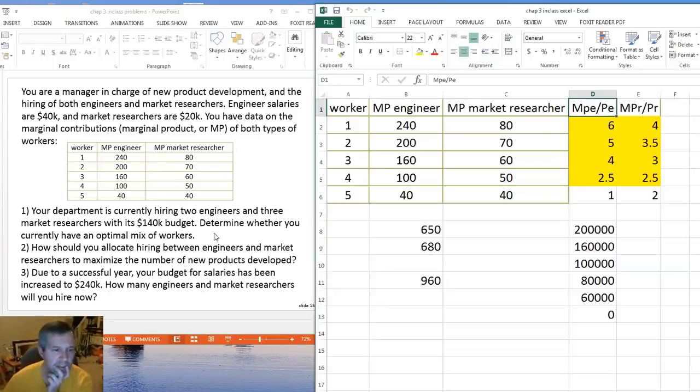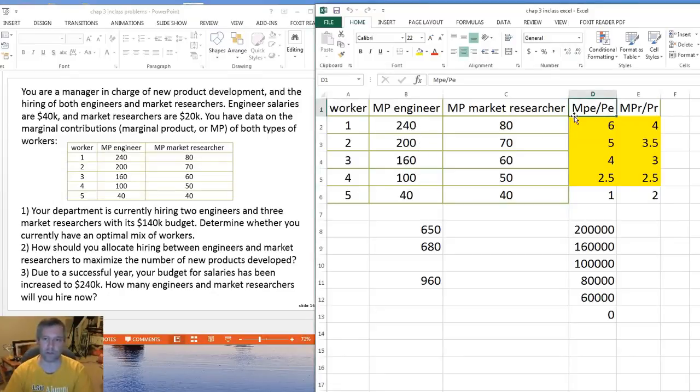Number 1 says we currently have two engineers, 3 market researchers, and a $140,000 budget. Determine whether you currently have an optimal mix. Whether we're behaving optimally or not depends on this marginal product. That's the benefit side of hiring these engineers, but the cost side is how much you have to pay them.